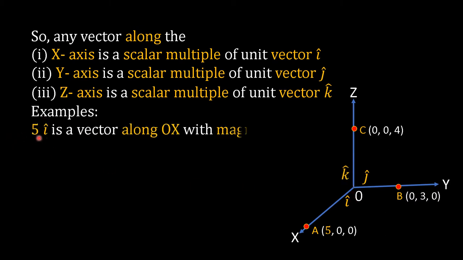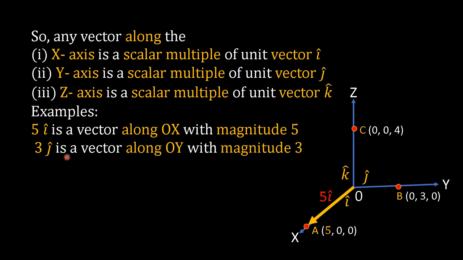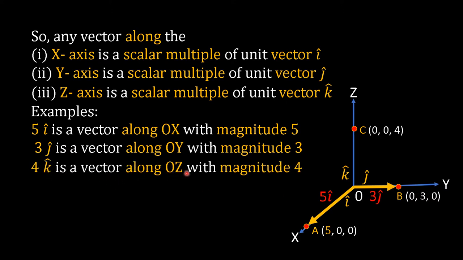Examples: 5i is a vector along OX with magnitude 5. 3j is a vector along OY with magnitude 3. And 4k is a vector along OZ with magnitude 4.